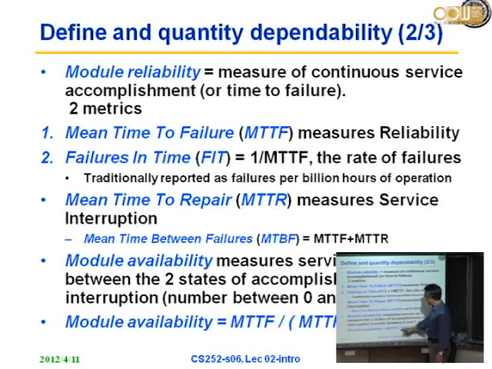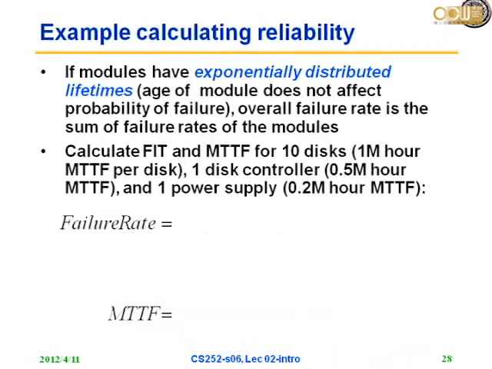And its equation is mean time to failure over mean time to failure plus mean time to repair. Given 100 hours, maybe 95 hours is operating, and then once it fails, you need to spend 5 hours to repair it. So the module availability will be 95% of the time. That's module availability, a very simple equation.